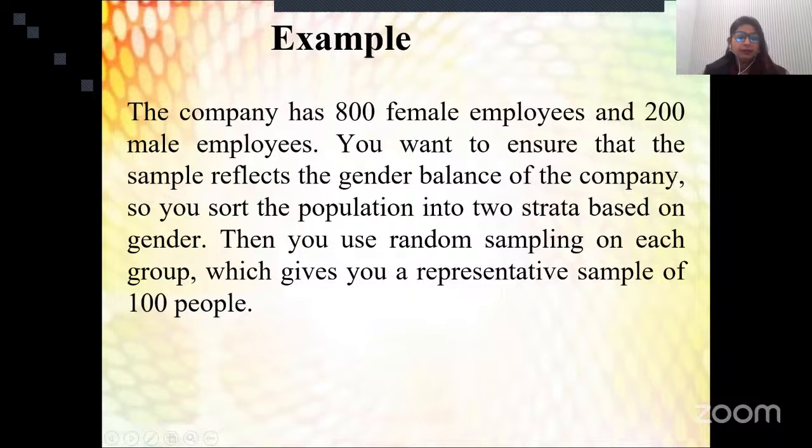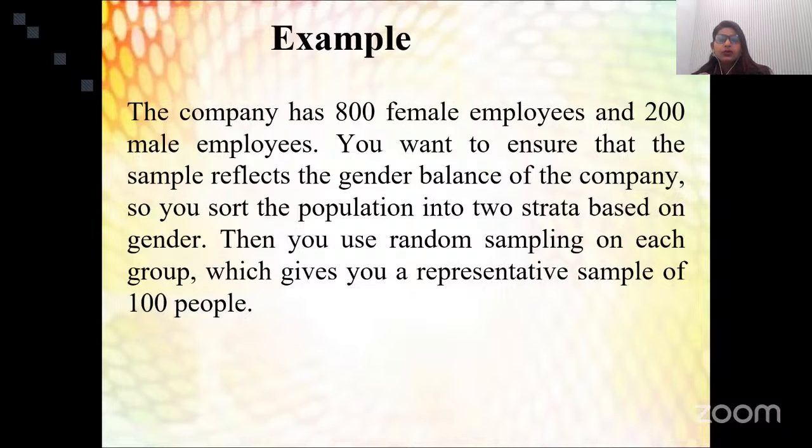So one more example is here. If a company is having 800 female employees and 200 male employees, and they want to ensure that their sample reflects the gender balance of the company, what they can do is simply divide their population into two strata on the basis of gender. One is for male and the second is for female. Now they have two strata. Out of these two strata, now they have to pick the sample.